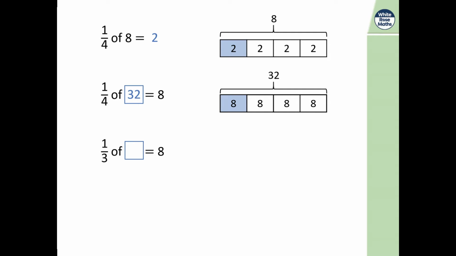Here is an example for you to try. 1/3 of an amount is equal to 8. Find the missing quantity by using a bar model to help you. Pause the video.